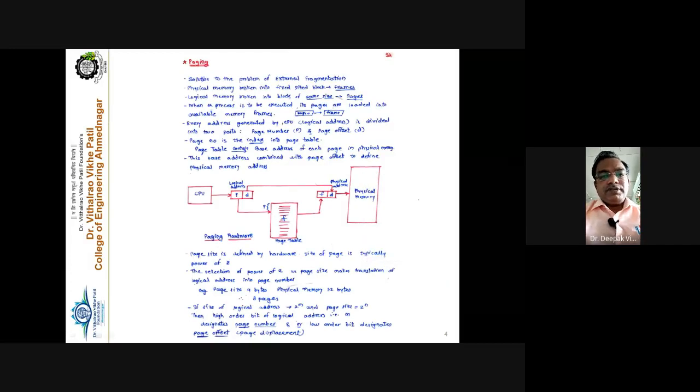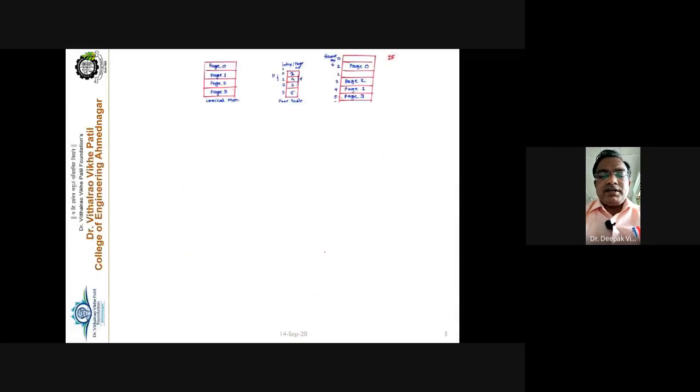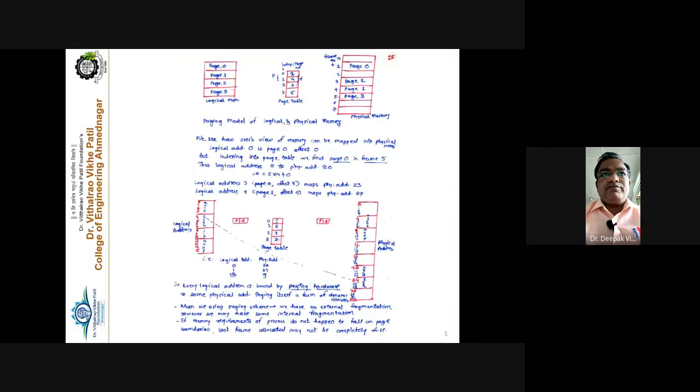So in paging, the logical address is divided into a number of pages, whereas the physical address is divided into a number of frames. With the help of the page table, we are able to find the frame for the corresponding page. The logical address can be mapped with the help of the page table into the actual physical address, which is also called the absolute address.